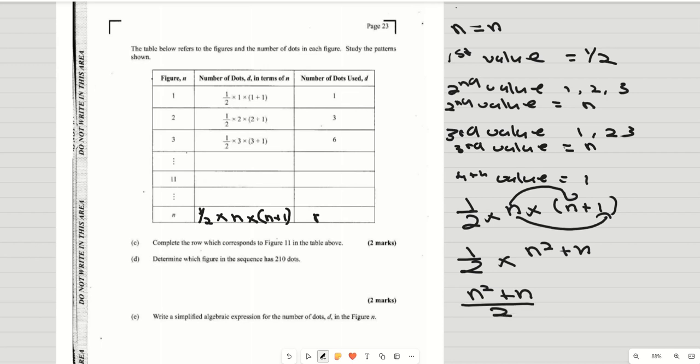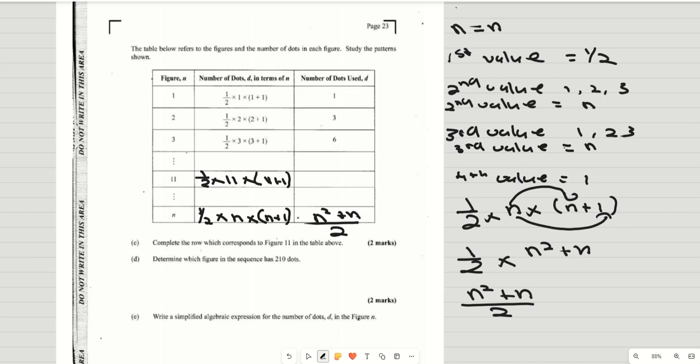So that would be the formula, n squared plus n all over 2, and that would be how you find this out. Now, once you figure this out, this is easy, right? So when n is equal to 11, it's going to be a half multiplied by 11 multiplied by 11 plus 1. Do not work anything out here. They want it in this form. So you leave it like this.